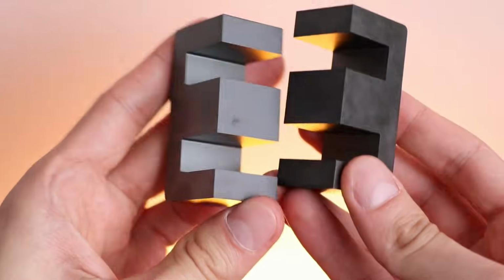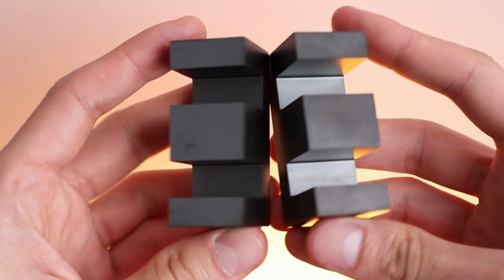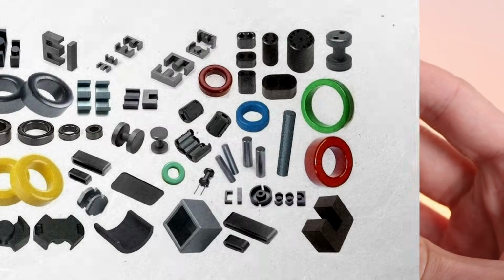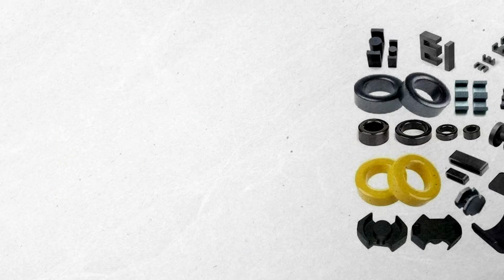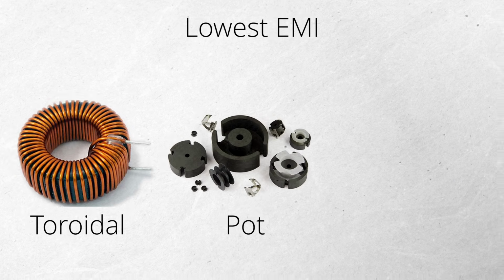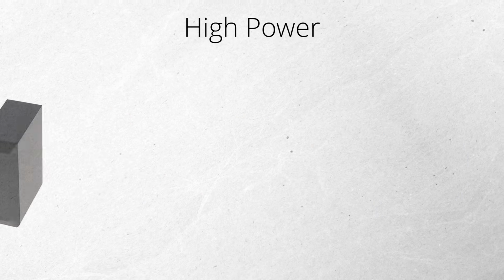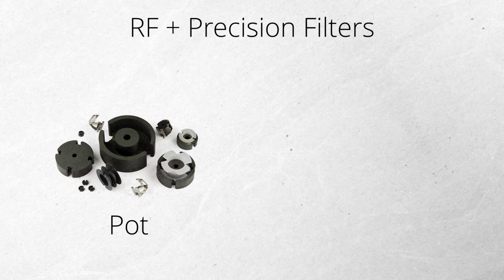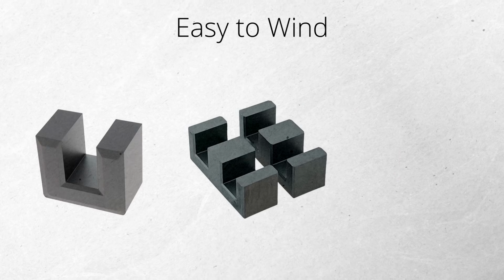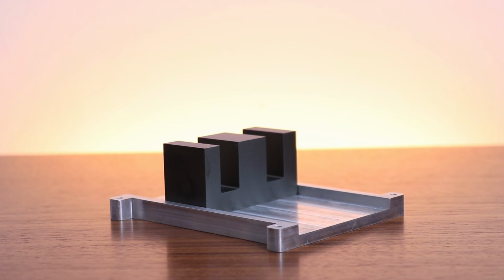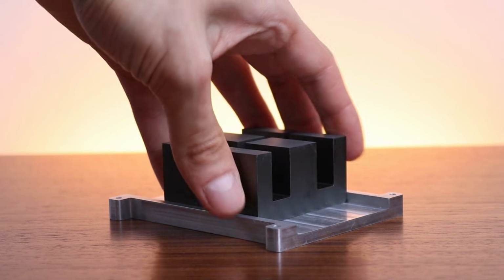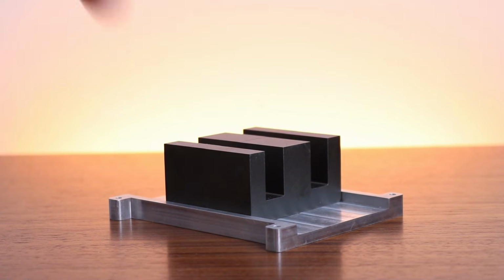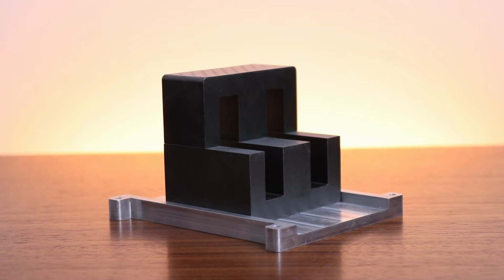Choosing a core shape is also a very crucial part of an inductor design. The number of core shapes available on the market is a little bit overwhelming, actually. But here is a good rule of thumb. For lowest EMI, go with a toroid, pot or RM core. For high power applications, U or E cores are the way to go. For small RF or precision filters, pot cores and RM cores are usually the best. And for ease of manufacturing, E cores or drum cores are usually good. For example, I'm building a power inductor for a switch mode power supply, which I will be winding manually, so in my case I'm going with E cores.